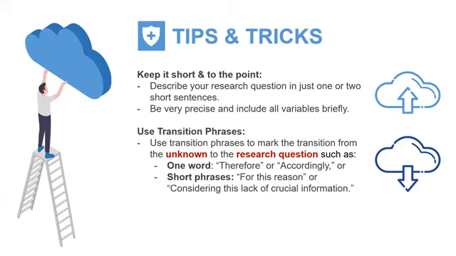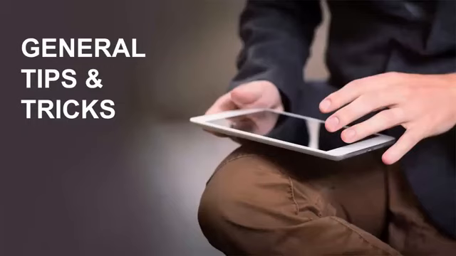It's important to use transition phrases as well. So use transition phrases to mark the transition from the unknown to the research question, such as one word like therefore. So when you mention that, you know that we're going to talk about the research question, and accordingly, for example, and short phrases like for this reason or considering this lack of crucial information.